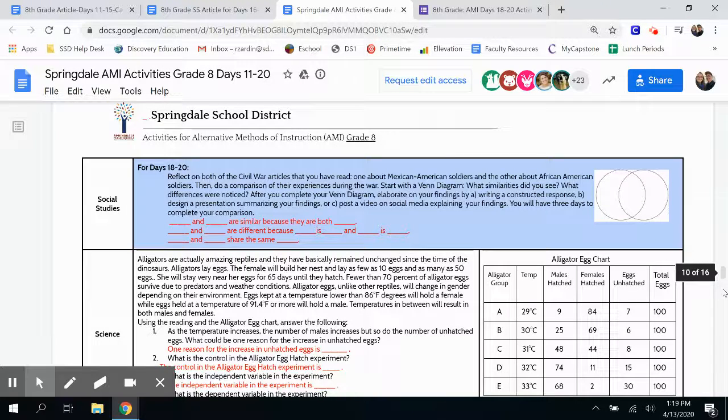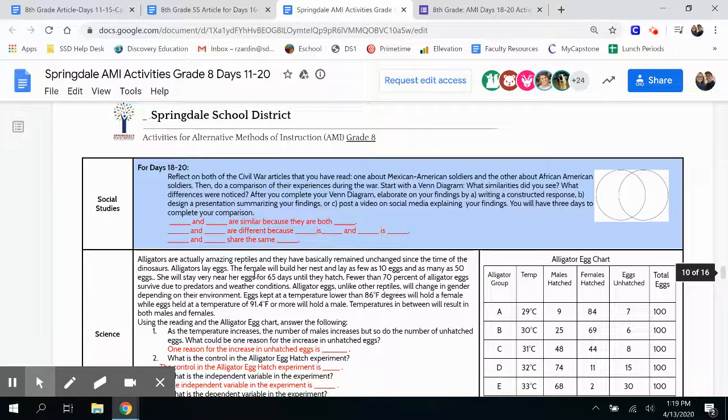Here to walk you through days 18 through 20. So this assignment is going to be for Wednesday, Thursday, and Friday. So AMI 18, 19, and 20. So if it seems like you're having to do kind of a lot for this activity, it's because it's 3 days worth of activities all together.